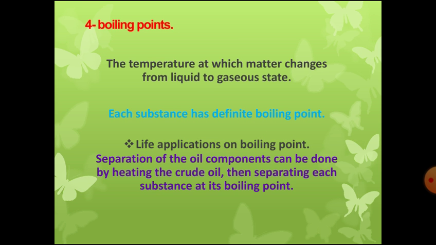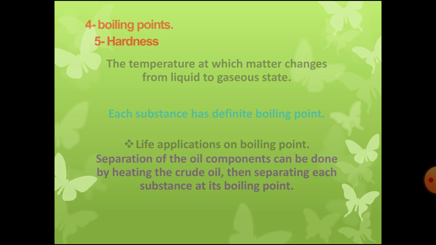Number four is called boiling point. What I mean by boiling point is the temperature at which matter changes from liquid to gaseous state. Each substance has a definite boiling point. And we can apply that in the separation of oil components. We can heat it and get every component of petrol alone by using boiling points.